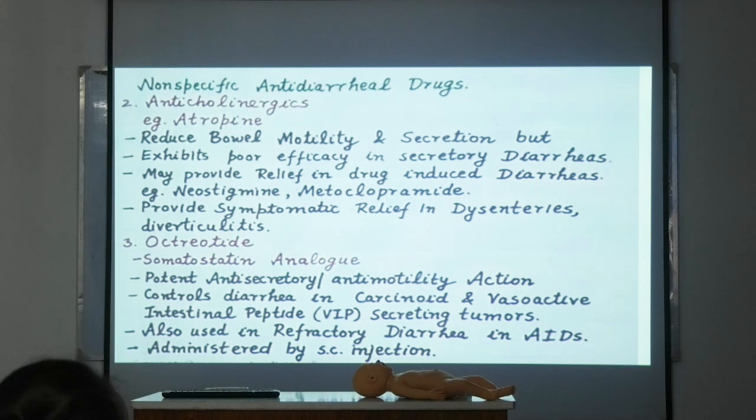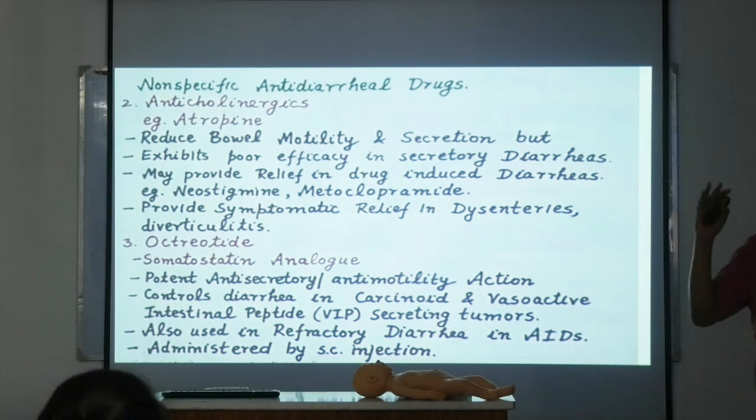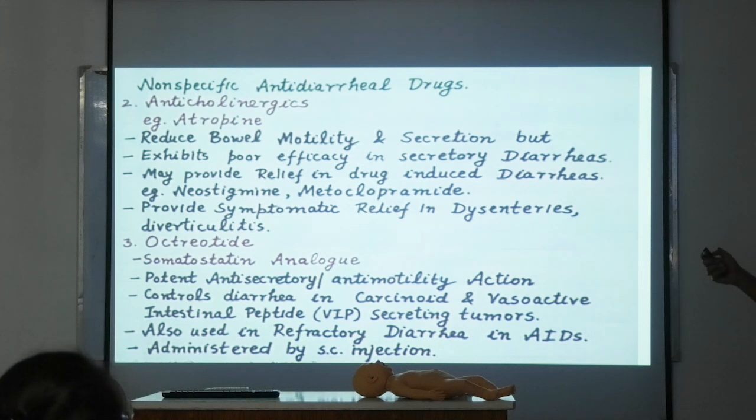Anticholinergics, I told you anticholinergics dry up our body. They reduce secretion everywhere. Similarly, in a diarrhea patient also, they will reduce secretion of water from the GI tract. In that way, atropine as an anticholinergic agent might be used. And also, you know, anticholinergics reduce peristalsis. Atropine as an agent in diarrhea will reduce peristalsis and also reduce secretion of water. But usually, atropine does not show much benefit. It exhibits poor efficacy in secretory diarrheas.